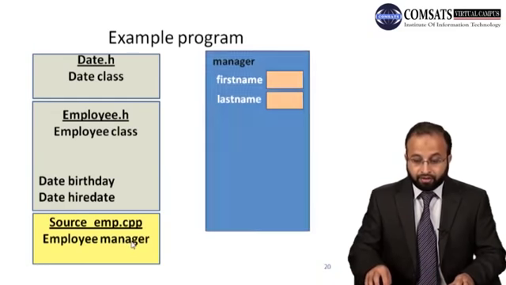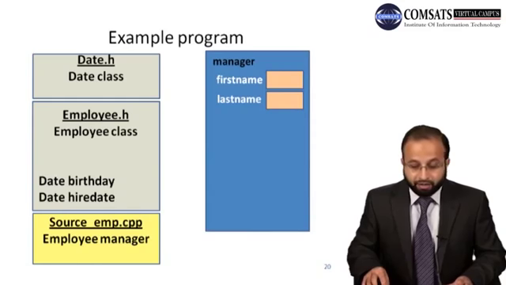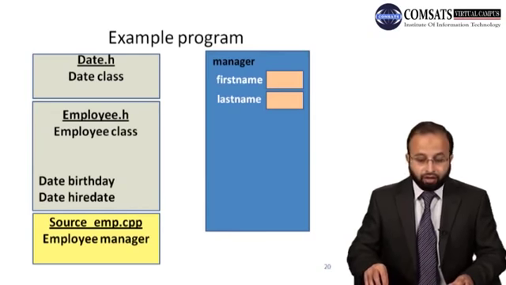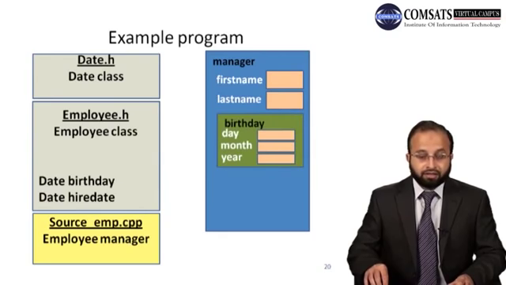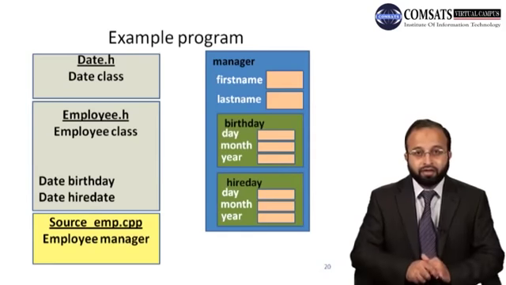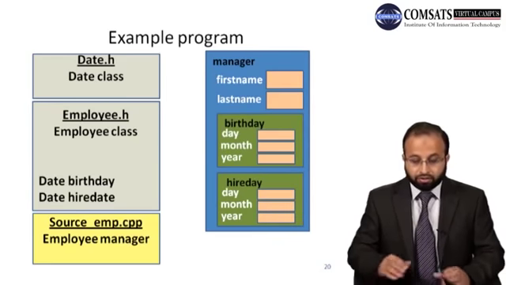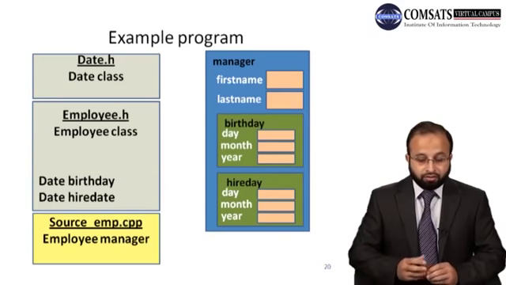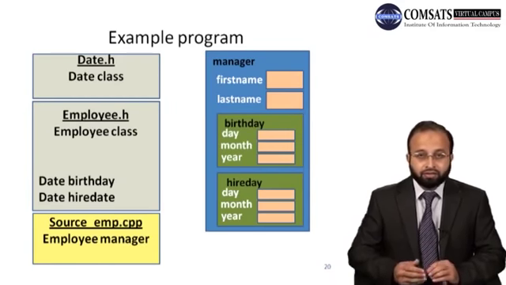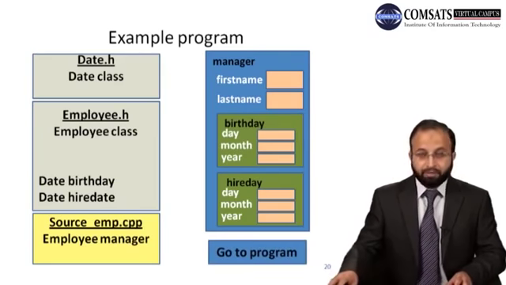So in the memory, memory is allocated for the object manager, and the employee class contains the first name and last name as strings, and then the two objects of the date class, that is the birthday and the hire date. These are the two objects of the date class that are part of the manager object, right? So this is called composition, because now we can say that employee has a date, employee has a birthday, employee has a hire date. So this is a has-a relationship, right? Let's see the example program.